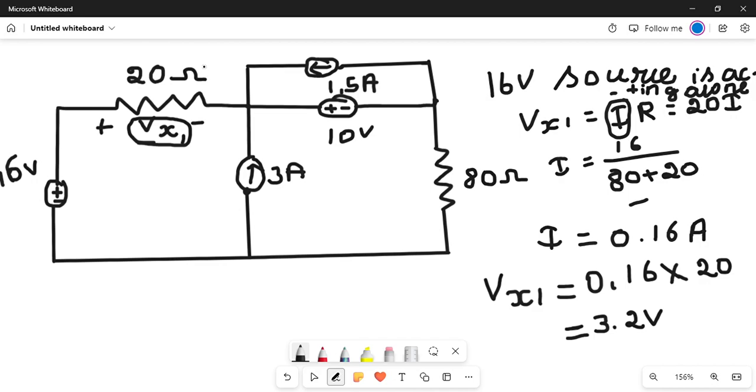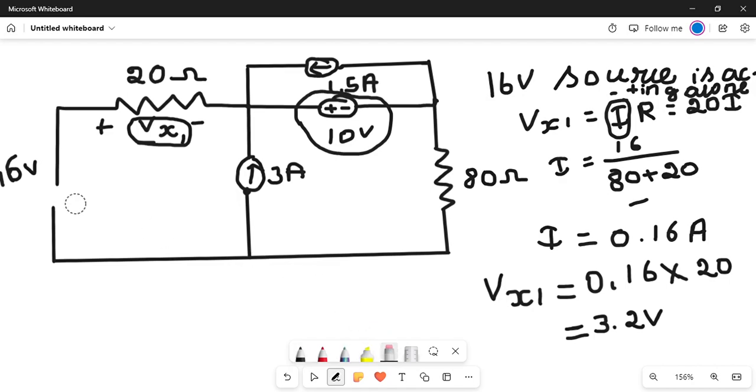First, let me finish off all the voltages. Let me keep all the voltages acting alone, and then come to the currents. So I'll keep this 10 volt source acting alone. If I keep this 10 volt source acting alone, then these two are open circuit and this is my short circuit, right?